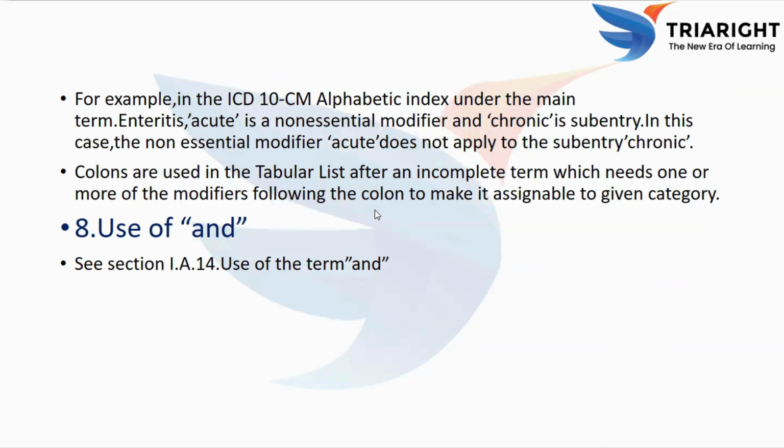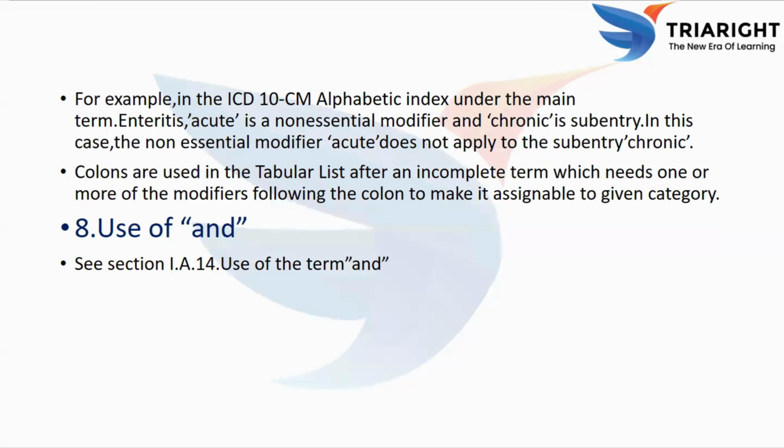I'm coming to the use of and. First, an example of a non-essential modifier and sub-entry. What is the example? It's enteritis, right? So acute is a non-essential modifier, which is an optional descriptive term, whereas chronic is a sub-entry, a more specific condition under the main term. So the non-essential modifier acute does not apply to the sub-entry chronic. So acute enteritis and chronic enteritis are separate entries with different meanings and codes over here.